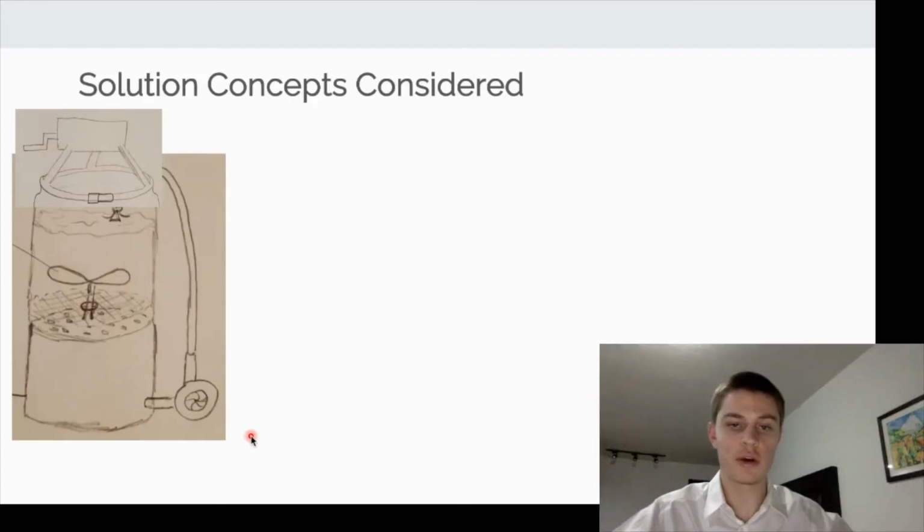So I will be talking to you about a few of the concepts that we came up with before reaching what we think is our final design and what we want to move forward with. And Jacob will talk more about that design. I will only talk about what we ended up scratching, or maybe what inspired our final design.